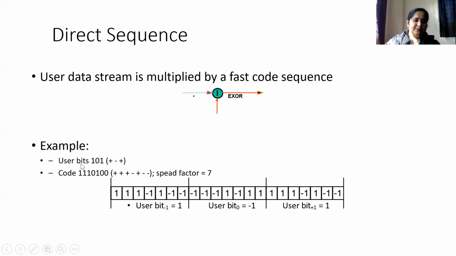After multiplying 1 with this 7-bit code, we will get this. That is, 1 multiplied by 1, we get 1. 1 multiplied by 1, again we get 1. 1 multiplied by 1, again we get 1. 1 multiplied by 0, we get -1. In a similar manner, we have written it for all 3 bits. Now from this, we will get this output.